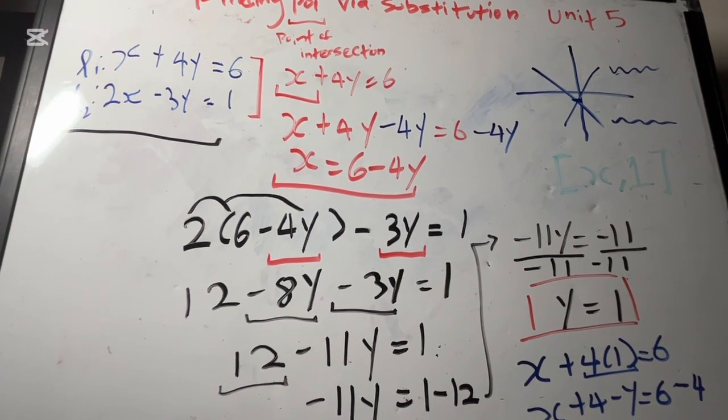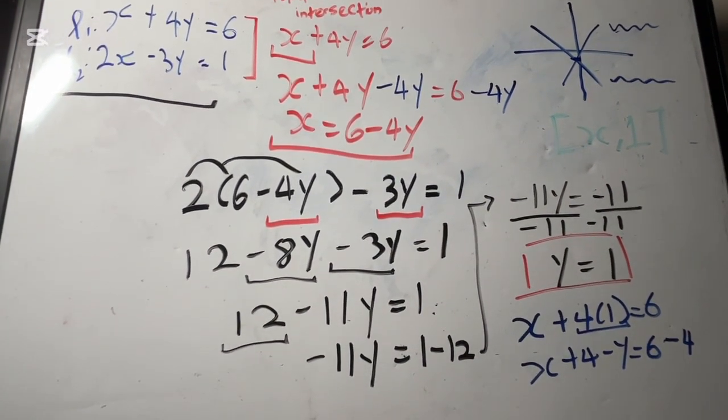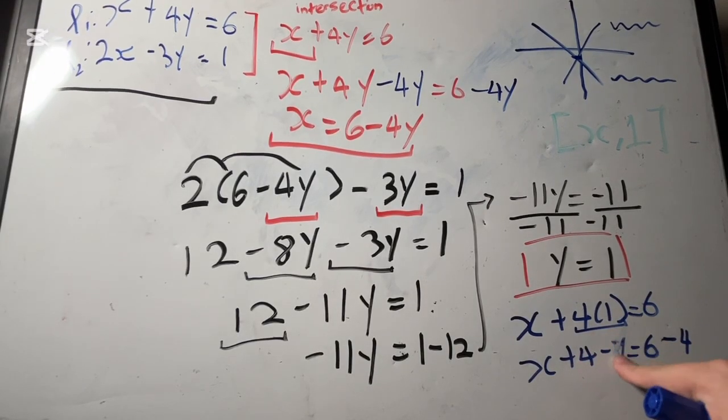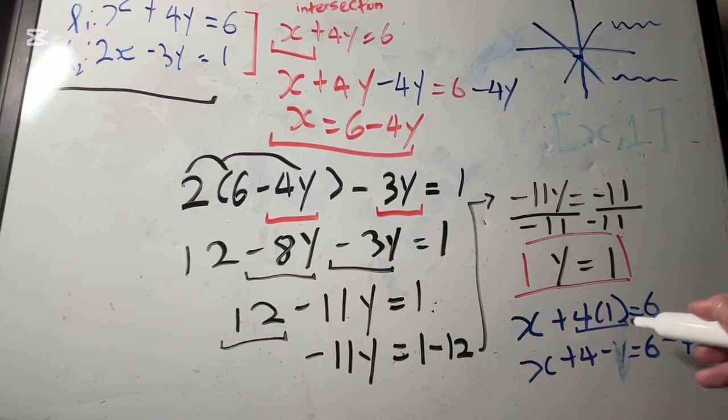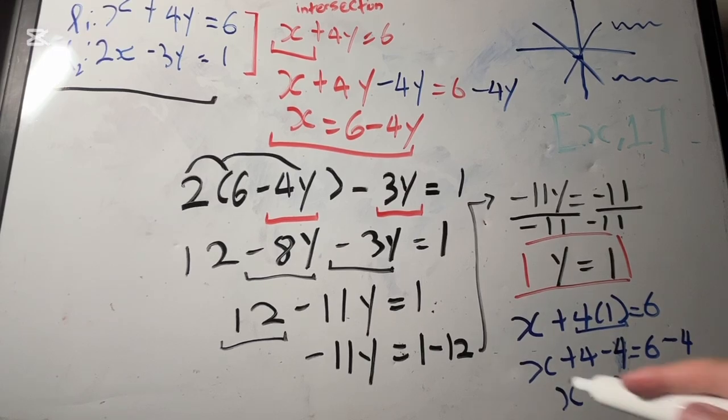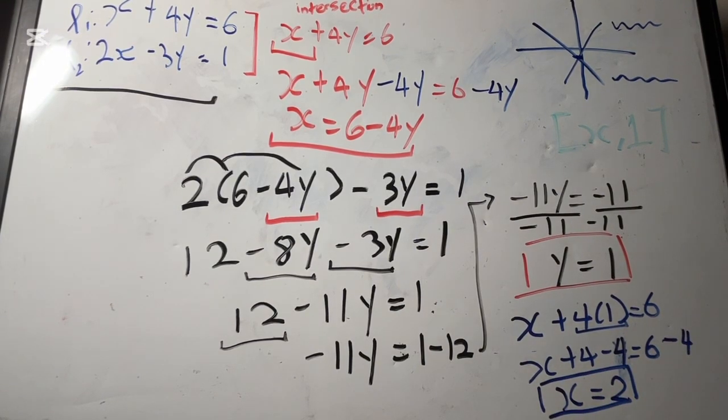Hold on, I'm going to shift the camera down a bit. What we can see here is that we've essentially isolated x, and x equals 2. So this is going to be our second answer.